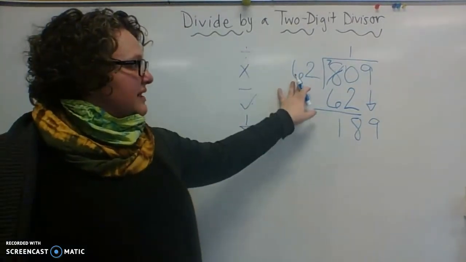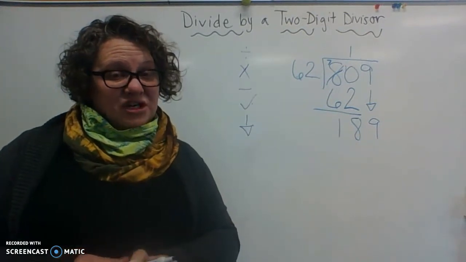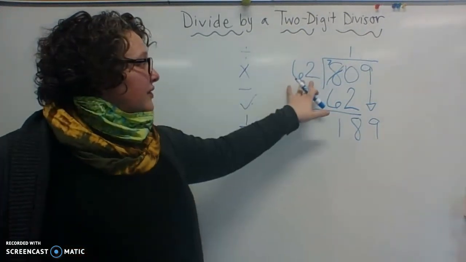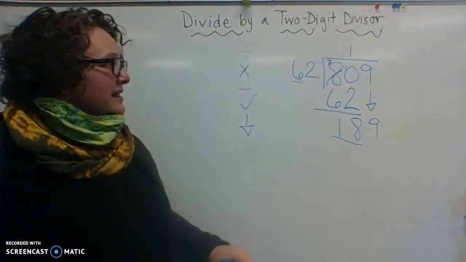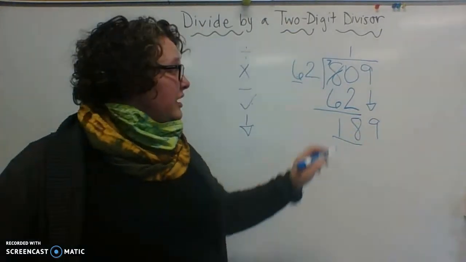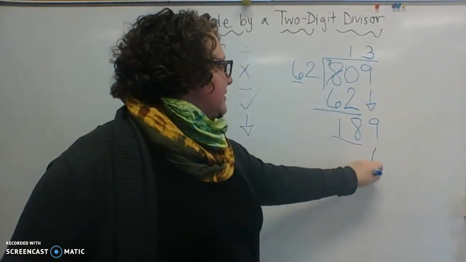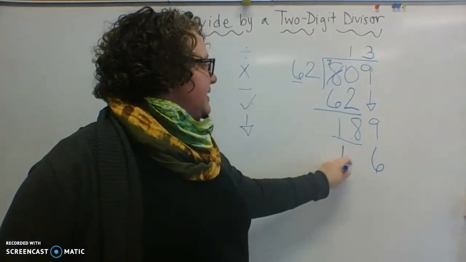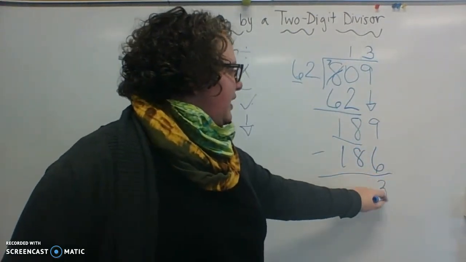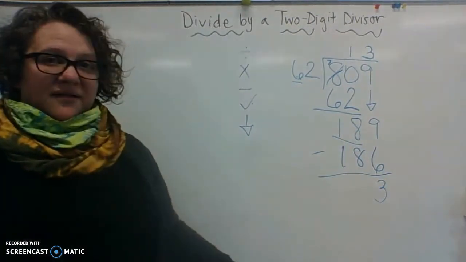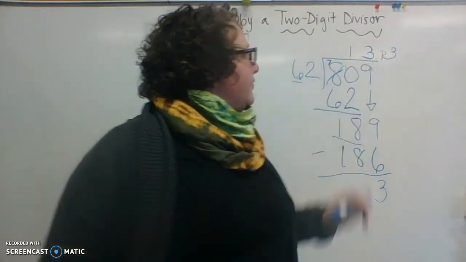And with 62 going into 189. Okay. And this is where you do your estimation. So if I round this to 60, or if I just think of the 6 into 18, 6 goes into 18 3 times. So let's try that. 3 times 2 is 6. 3 times 6 is 18. And then I subtract. And 9 minus 6 is 3. And 18 minus 18 is 0. So I have 13 remainder 3 for my answer.